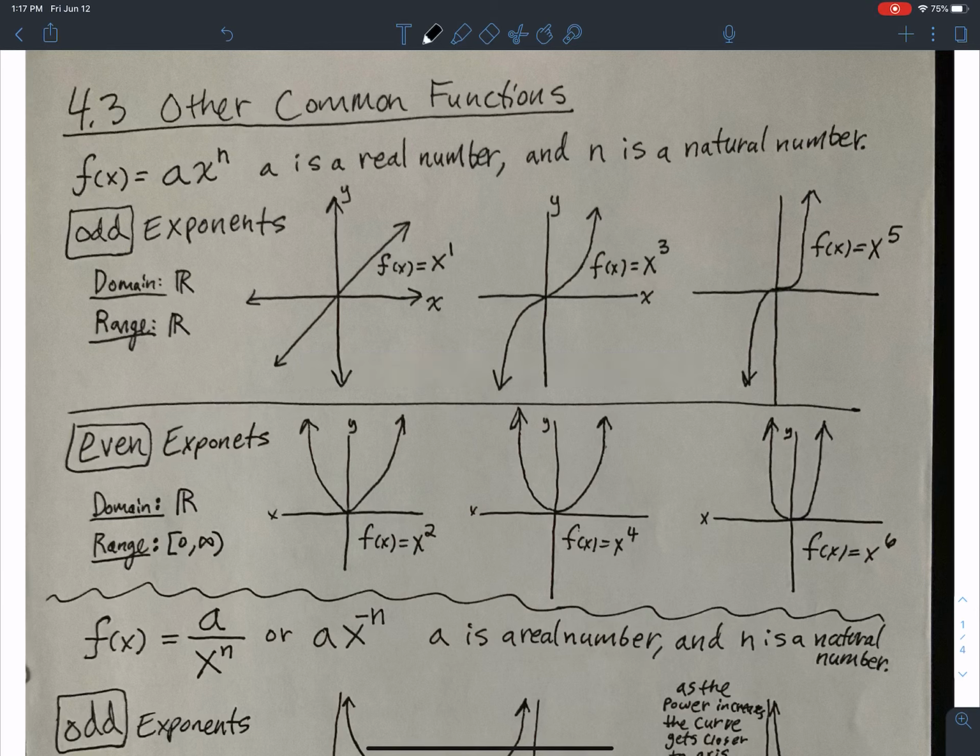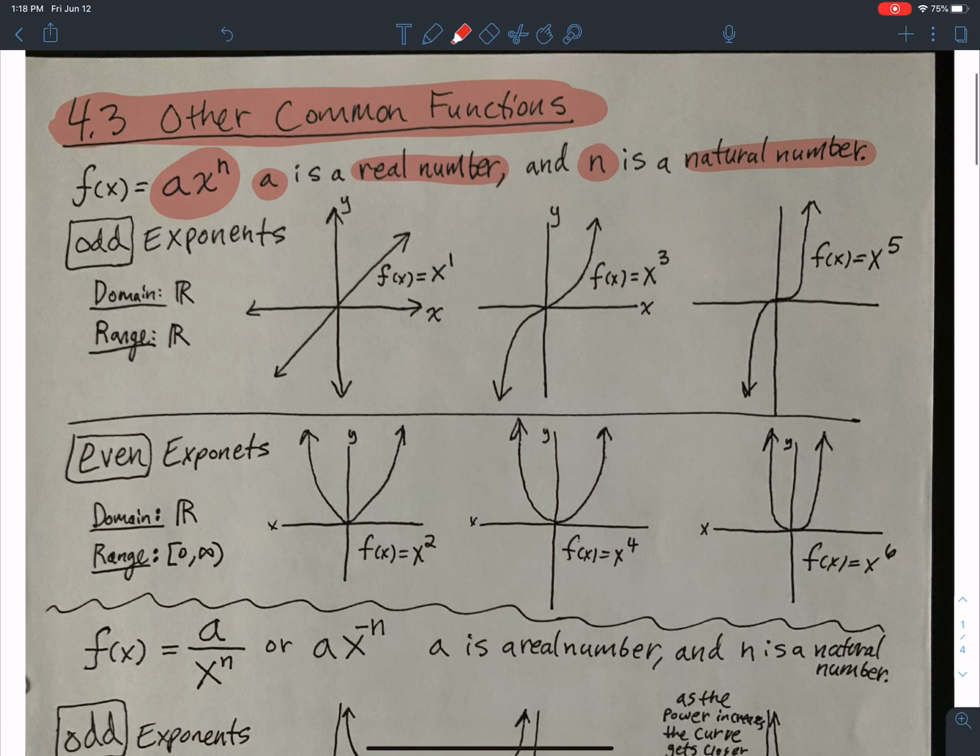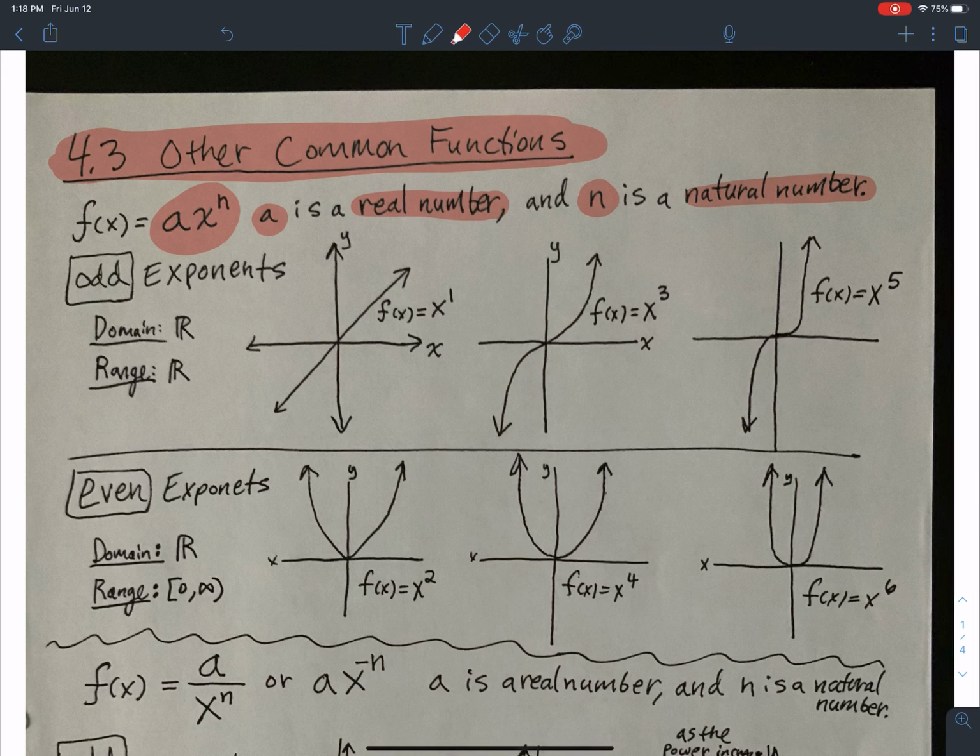So in this video, we are going to talk about other common functions that you would run into. And so we're going to set it up. A function f of x of the form a number times x to the n, where a is some real number and n is some natural number. So we want to have the scenario where the exponent is odd. If the exponent is odd and maybe a here is equal to 1, the domain and the range for these functions is all real numbers.